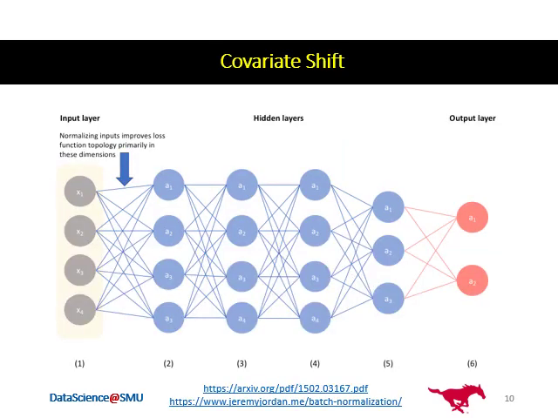Okay, so in the previous slide, we saw that we want to normalize the inputs going into the neural network in order to speed up the training process. But what about the hidden layers? If you look at the structure of a neural network, the output of the first hidden layer acts as an input to the second hidden layer, and so on and so forth. The weights of the hidden layers are actually being updated in every iteration.